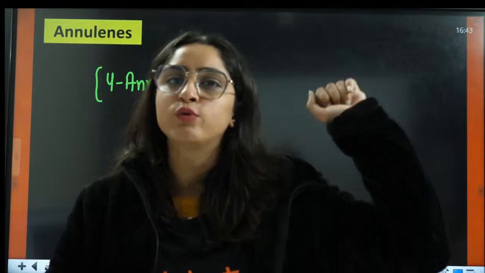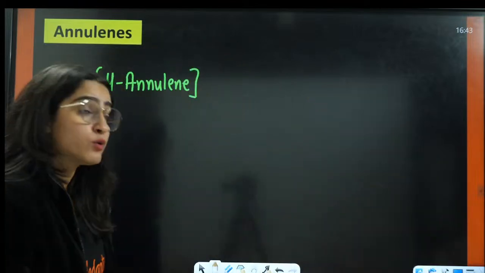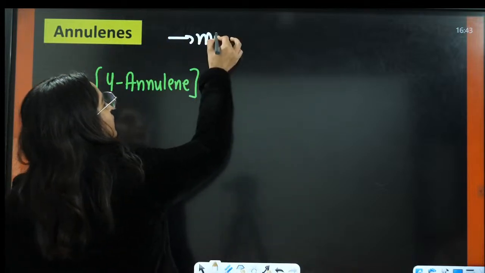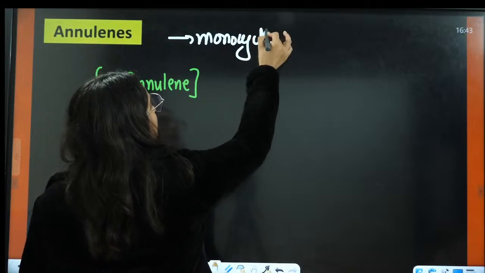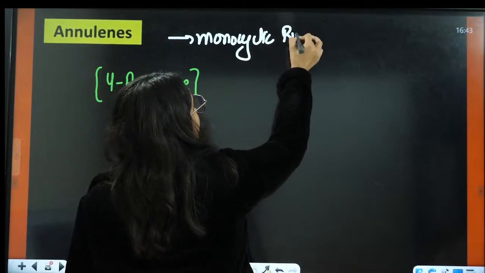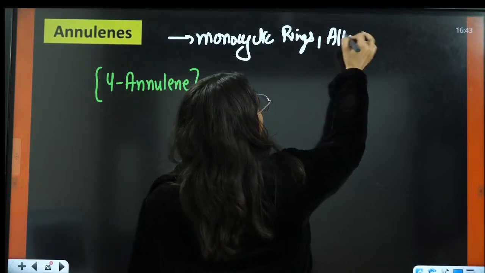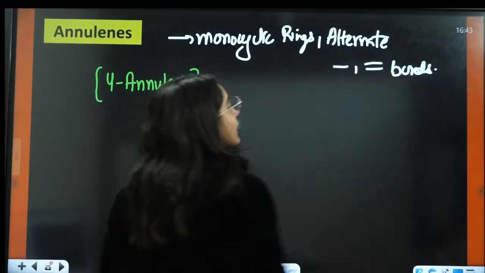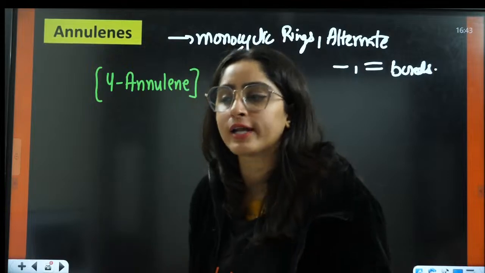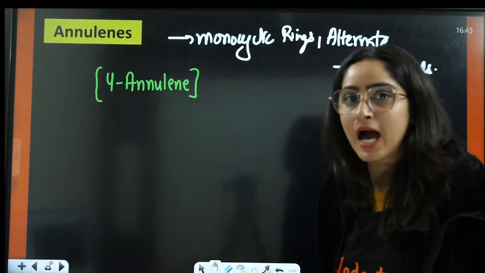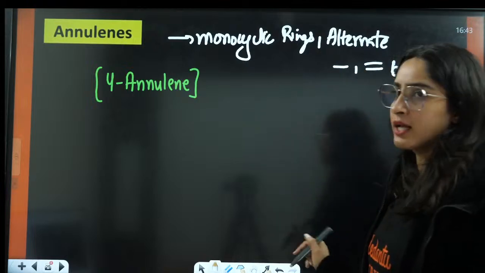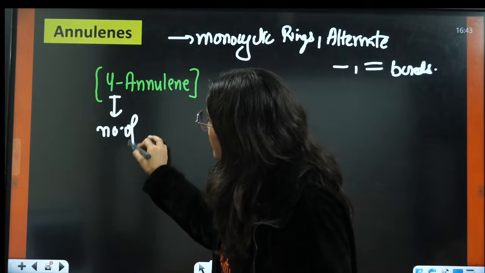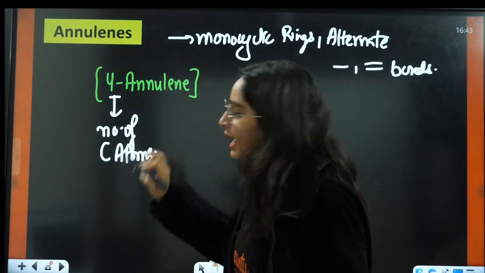Now we are going to study annulenes. What are these annulenes? They are basically monocyclic rings having alternate single and double bonds. And the number before the name represents the number of carbon atoms in them.